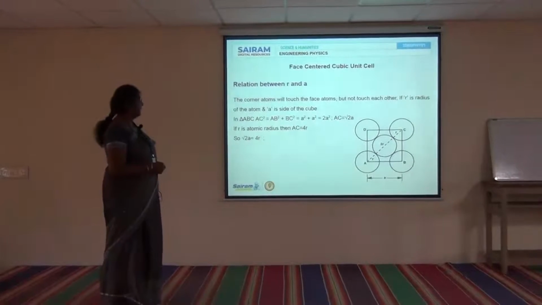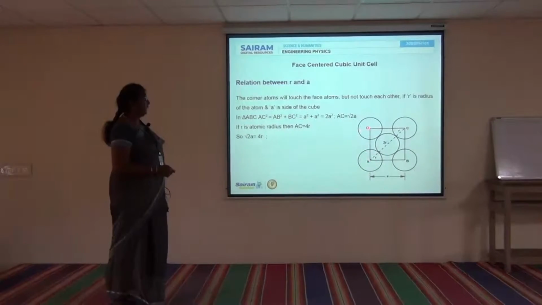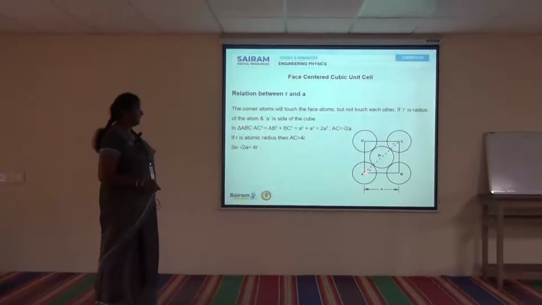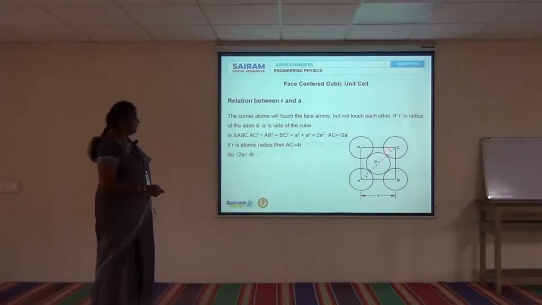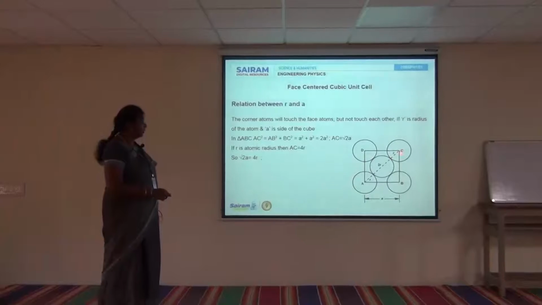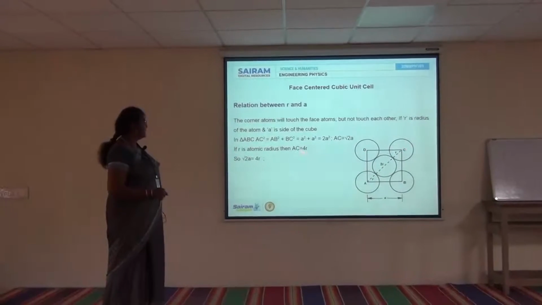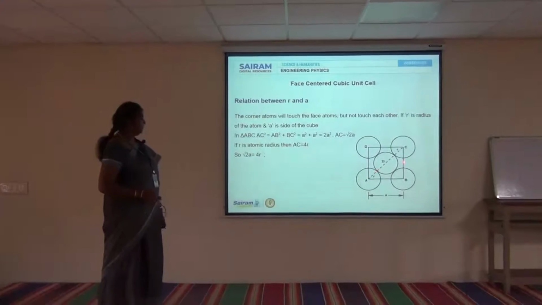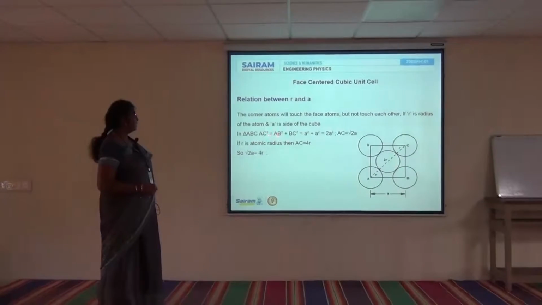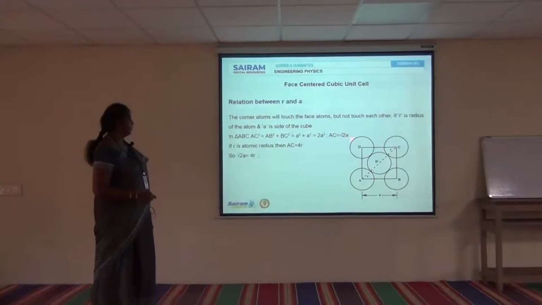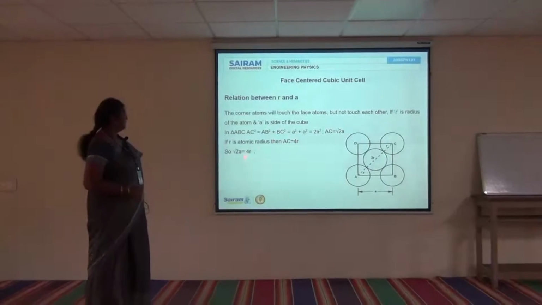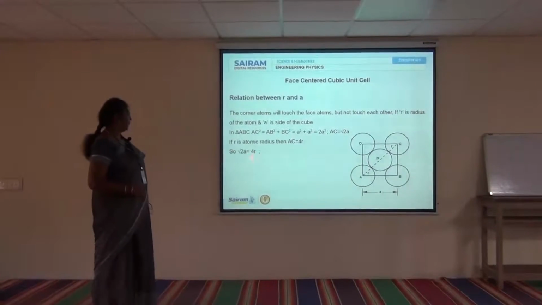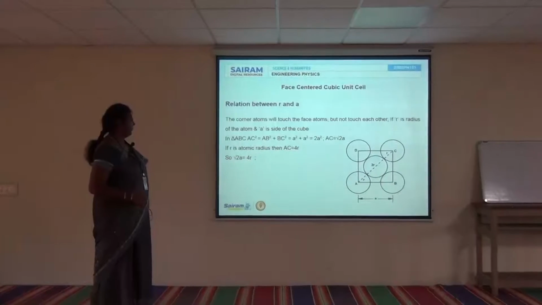And next is the relation between R and A. So what I have taken is the face. In this face, I have drawn the face diagonal. The face diagonal passes through one face-centered atom and the 2 corner atoms. So your AC is nothing but 4R. And I have taken a triangle ABC and applied the Pythagoras theorem. On applying the Pythagoras theorem, you get AC equal to root 2 A. So we equate and finally get 4R equal to root 2 A. R is equal to root 2 A by 4.